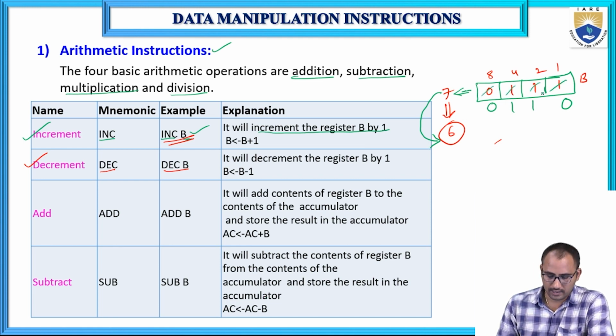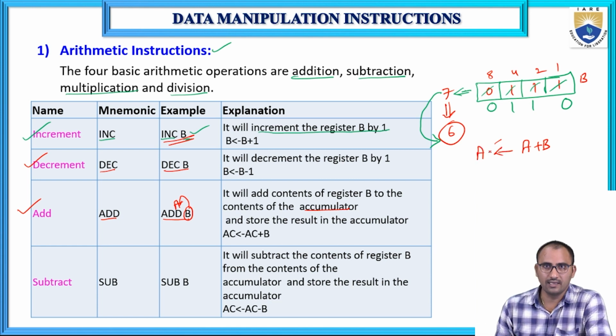So that is a decrement operation. And coming to add, it means addition operation. The mnemonic is ADD. For example, ADD B. It will add the contents of register B to the contents of the accumulator. So the accumulator content is added with the B register, and finally the result will be stored in the accumulator itself. So that is called addition, ADD.